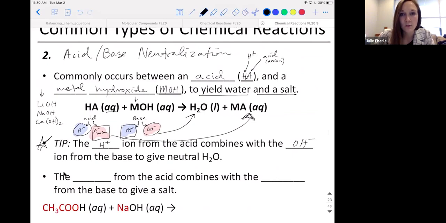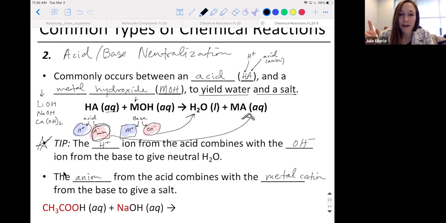So we call it a neutralization reaction because we form a neutral compound, water, or a molecule. And the anion from the acid, the A minus part, is going to combine with the metal cation from the base, and that gives a salt. So again, this is double displacement. If I give you a reaction and ask what kind of reaction is this, precipitation, acid-base, we're going to look at redox next, and you see water as a product, that's a good indicator that it's acid-base.